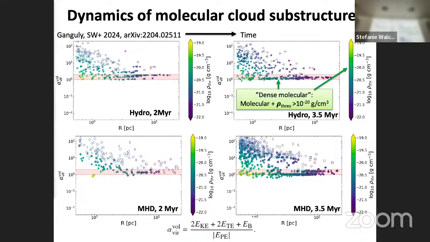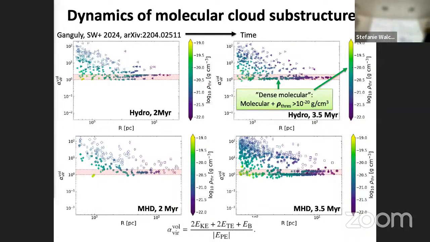All right, and what we can also see from this is that as time proceeds, this picture doesn't really change. It's not like at later times we see all these structures becoming virialized or more gravitationally bound. What we rather see is that more structures are forming over time. Some of them are maybe also settling down to become more gravitationally bound, but there are equally more structures populating, again, the supervirial regime.